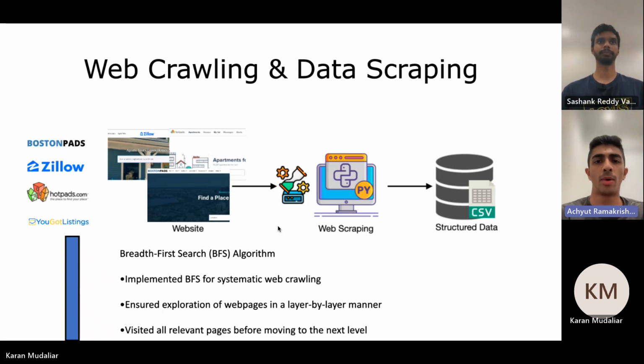Talking about web crawling and data scraping, we have a few sites which we are going to be scraping data from: Boston Pads, Zillow, Hotpads, and YouGot listings. These are the popular websites among graduate and undergraduate students who compose the majority of the population of Boston. Using these websites, we will be gathering the HTML data through the method of web scraping. And how we're going to do this is going layer by layer, website by website.